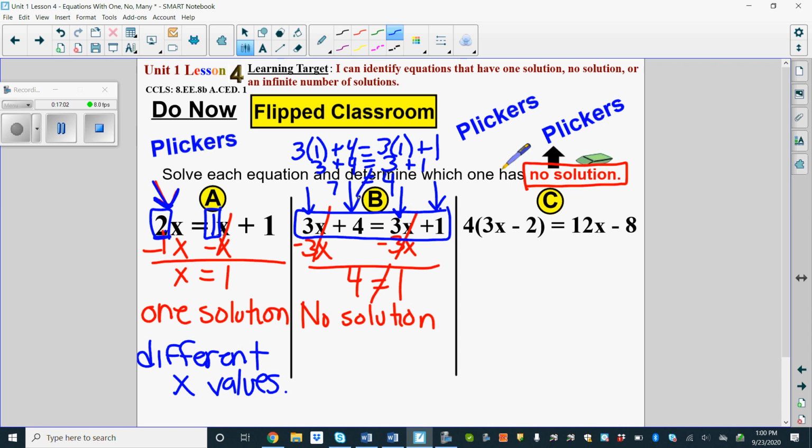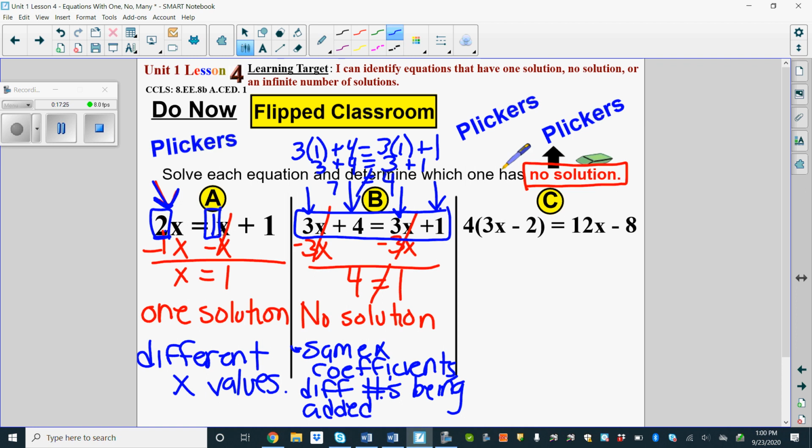So down here, our little notes: they have the same x coefficients and different numbers being added and subtracted.